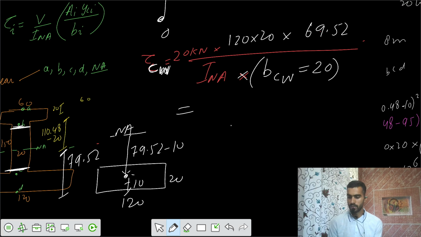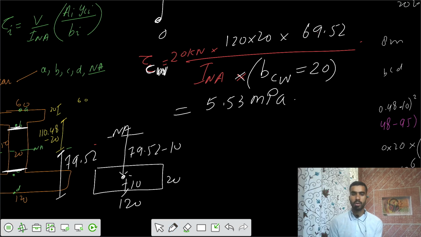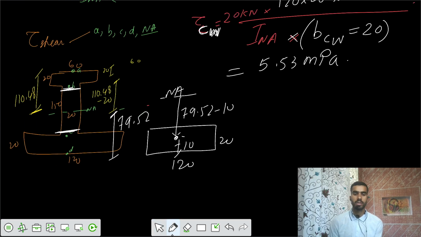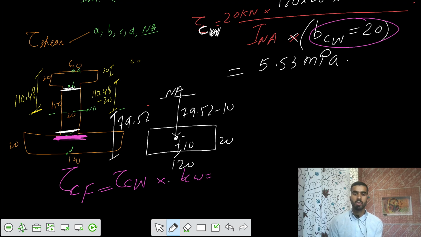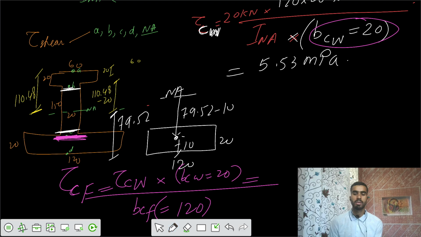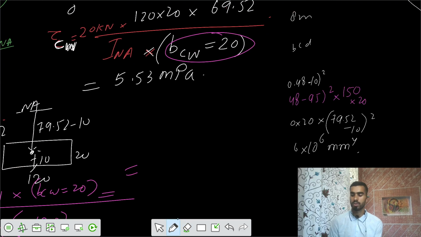You got a value of 5.53 megapascal. Now similarly, if you want to find the shear stress at C, but in the flange part, that equals the shear stress at point C in the web part, multiplied by the width BC web equals 20, divided by BC flange that equals 120. So your value is decreased by 6 times, that equals 0.922 megapascal.